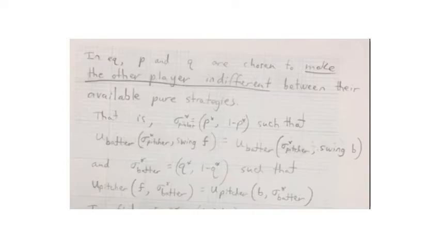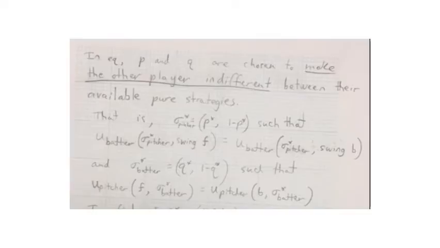So we really have to think about what a mixed strategy Nash equilibrium is and what it does. In a mixed strategy Nash equilibrium, P and Q are chosen by the respective players, players 1 and 2, to make the other player indifferent between their available pure strategies. In this case, what that means is that sigma star for the pitcher's mixed strategy profile, you can also call this P star, comma 1 minus P star.